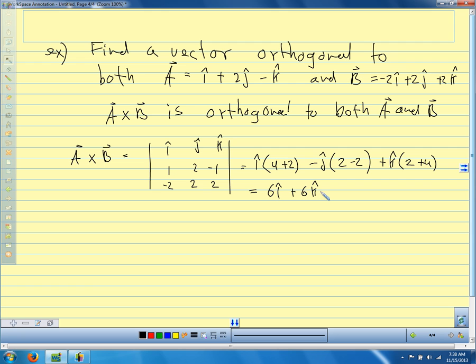What if the problem asks us to find a unit normal, a unit vector orthogonal to both A and B? What would we do for that? Divide this vector by its magnitude. That would give us a unit vector. What would we get if we found B cross A rather than A cross B? It would just point the opposite direction. It would still be orthogonal to both. It would just point the opposite direction.